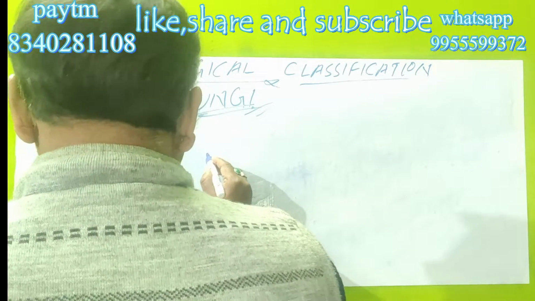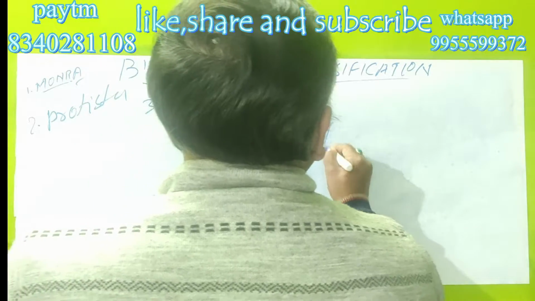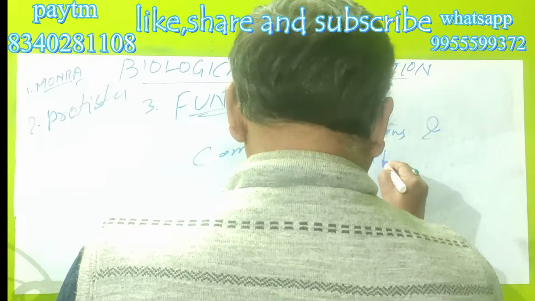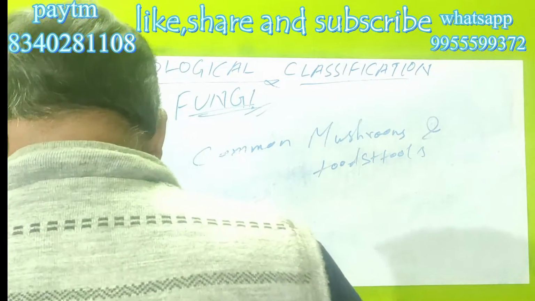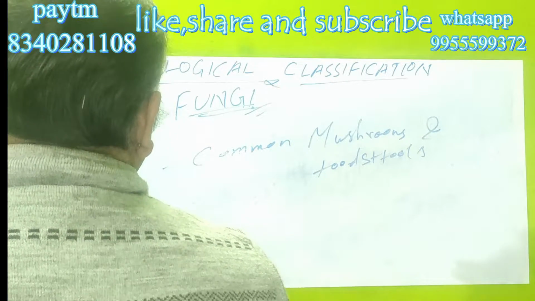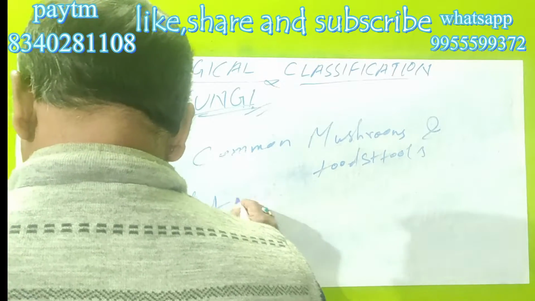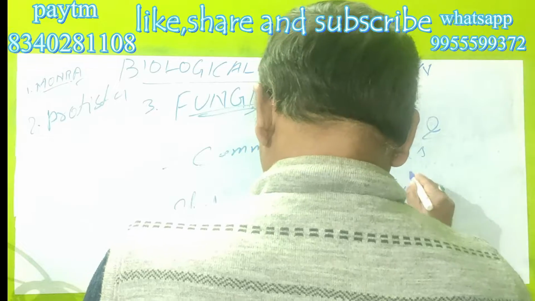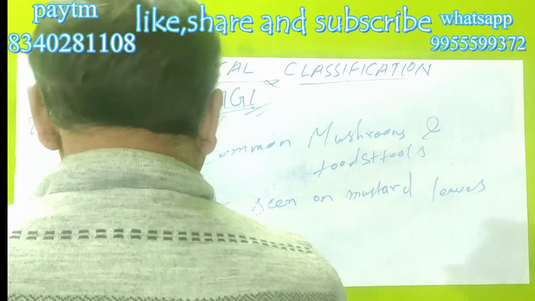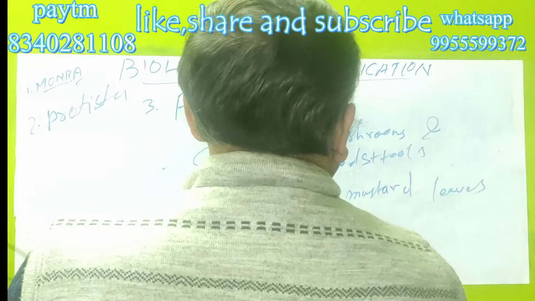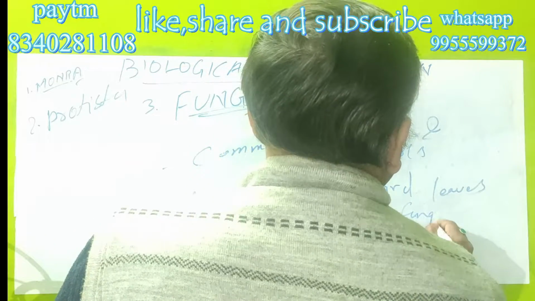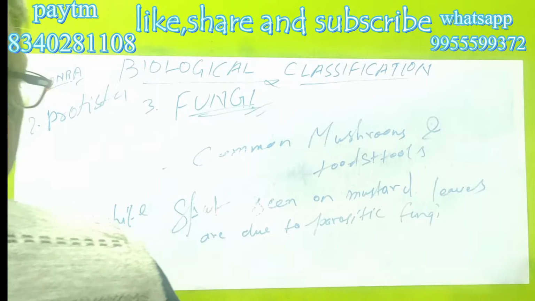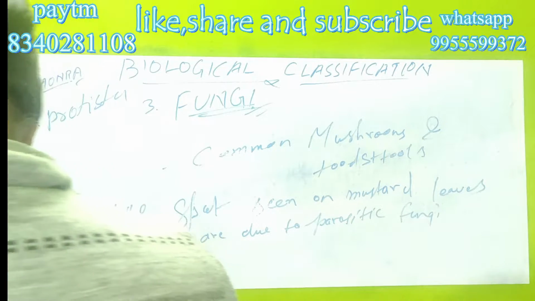Common examples are common mushrooms and toadstools. These are the common fungi, and we can also see white spots on mustard leaves, which are due to parasitic fungi.